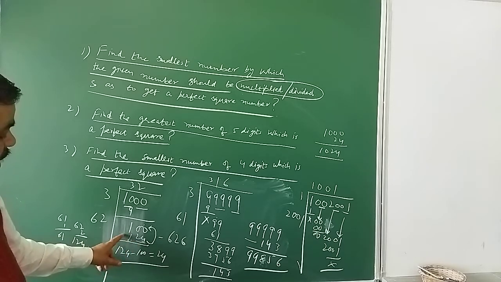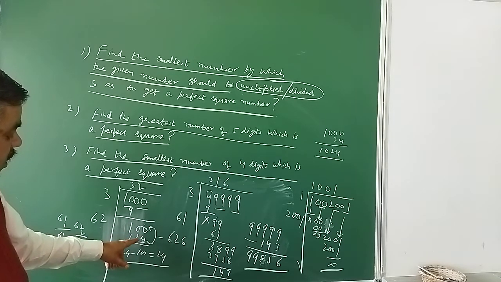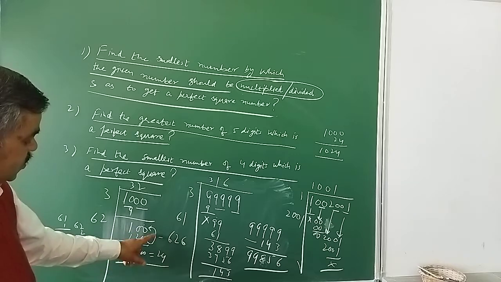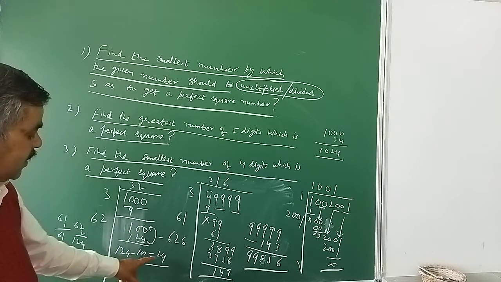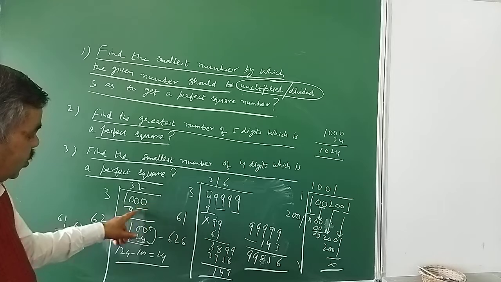In the case of the smallest number, you have to take the last step. In the last step, you have to take the greater one here, and from this you have to subtract this. And whatever the remainder is, that you need to add to this number.